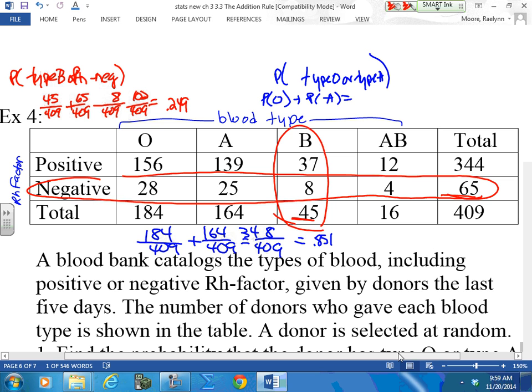Okay, so see the difference between when they overlap and when they don't. I want you to look at the bottom of page 160 and answer both of those problems. Find the probability that the donor is type B or type AB, and find the probability that the donor has type O or Rh positive. Same process that we did here. Bottom of 160.